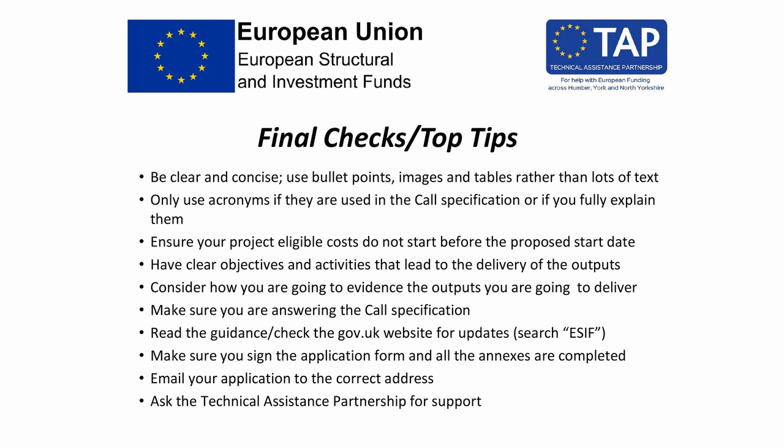Finally, these are a few checks and top tips to consider. Be clear and concise in your application form. Fully explain any acronyms that are not part of the call specification. Ensure project costs are eligible and do not start before the start date of your project. Have clear objectives linked to outputs. Make sure you send your completed application to the correct email address in the call specification. And before you send it off, make sure the declaration is signed and all the annexes are attached, along with supporting documentation.